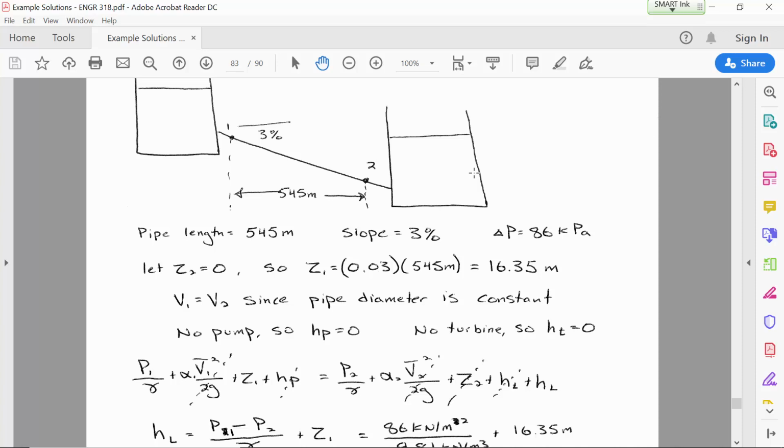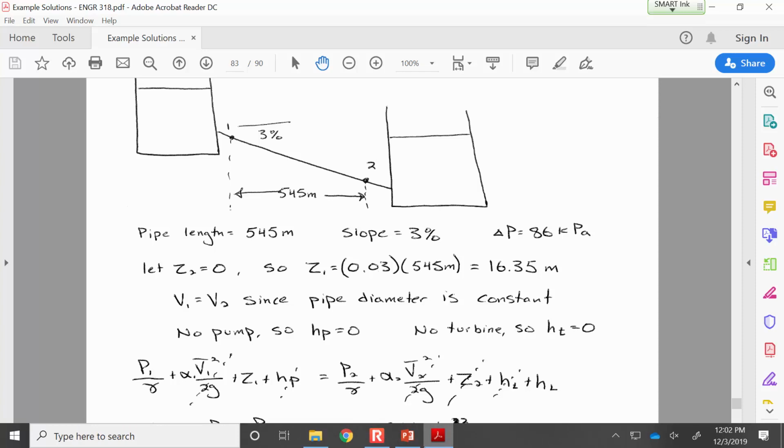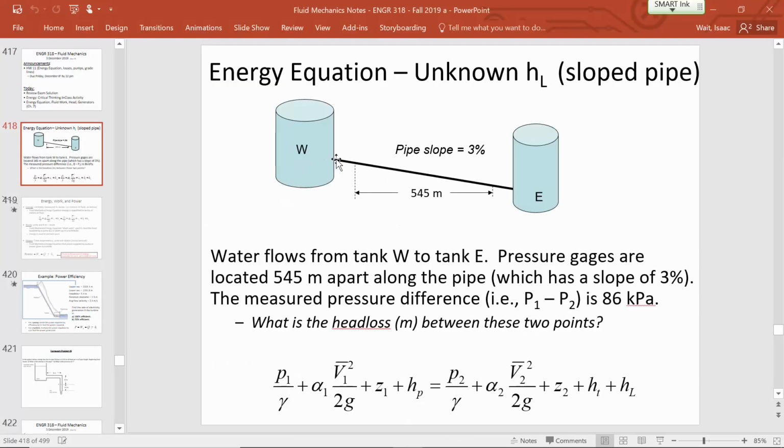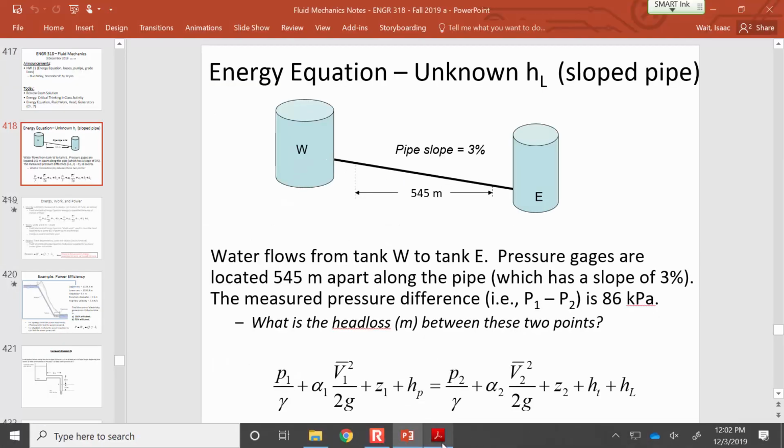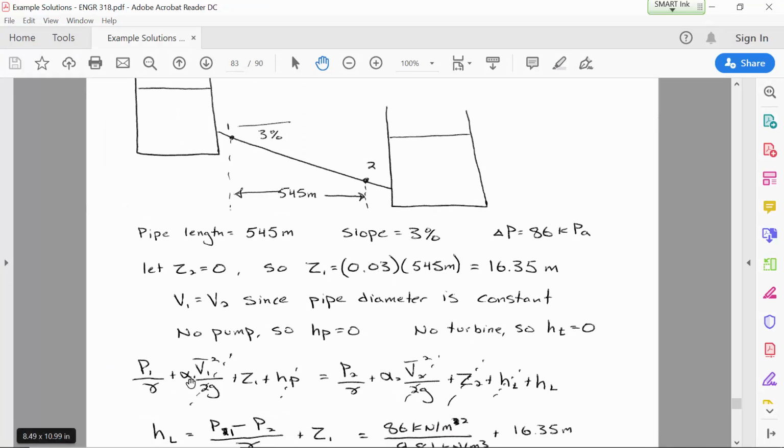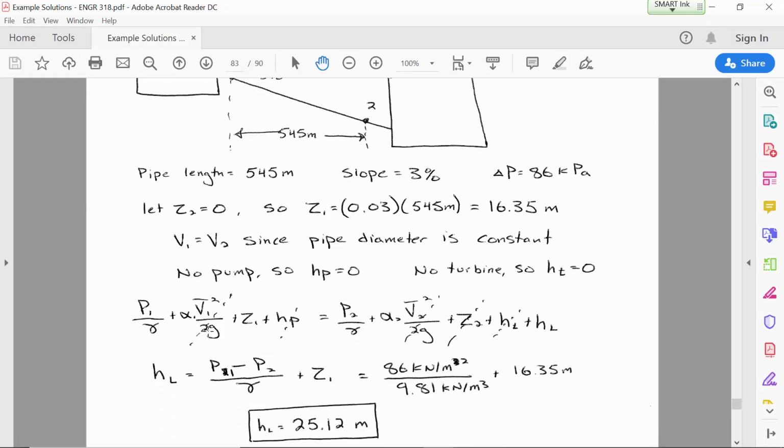We don't know anything about the diameter of the pipe or the velocity of the flow, so we can conclude just from the picture that's given that the pipe diameter is constant, and that's why we're able to cancel out the velocity head terms. And so when you rearrange the energy equation to solve for the unknown head loss, it's going to be the pressure change that was measured and then the elevation difference between location 1 and location 2. And so in total, as the water flows through the pipe, it's 25.12 meters that's lost.